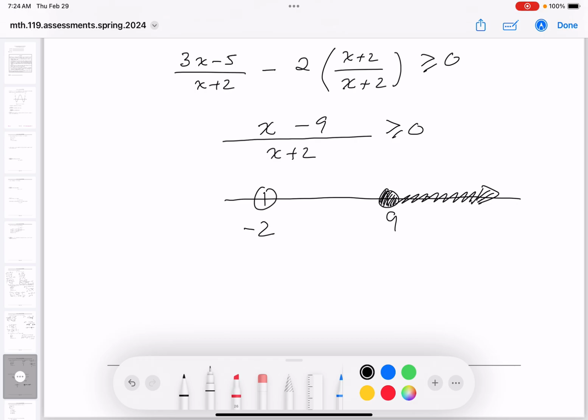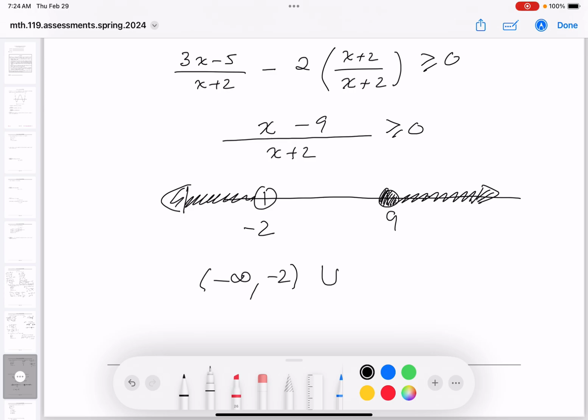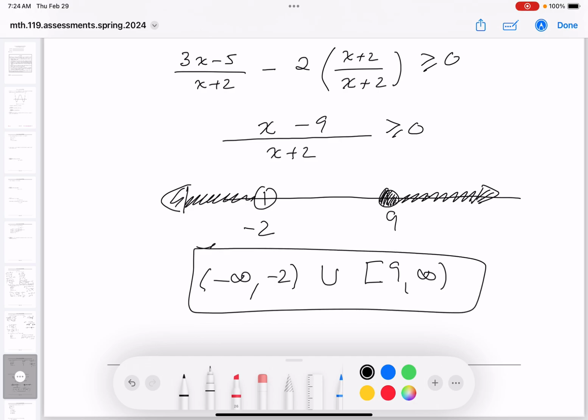Negative over positive, which is negative. Well, that's not greater than 0. I wouldn't shade that in. Take a number below minus 2, like, I don't know, minus 3. Plug it in. You get negative over negative, which is a positive, which is certainly greater than 0. So I'm ready to write my answer down now. I'll put a box on it. Minus infinity up to minus 2, not touching it, union 9, touching it, off to infinity. And I'll put a box on this. All right, let's keep going.